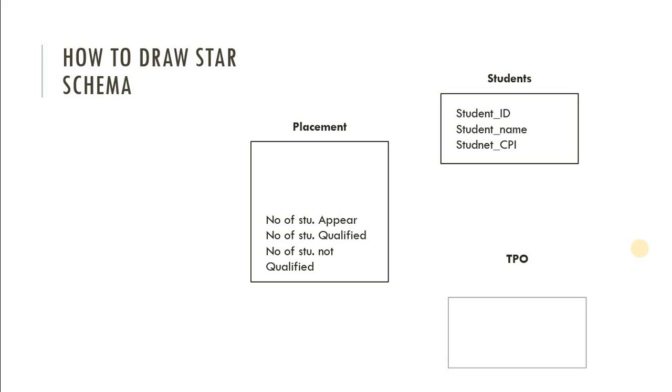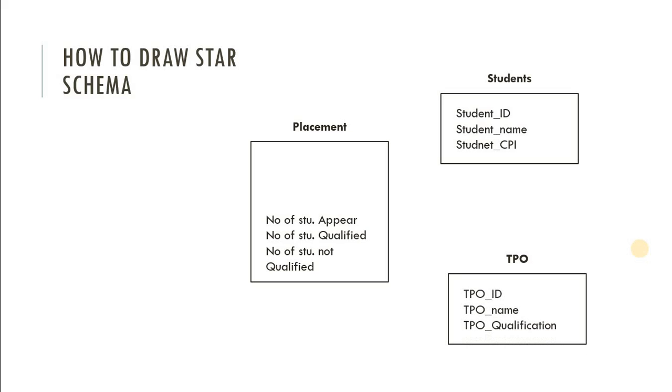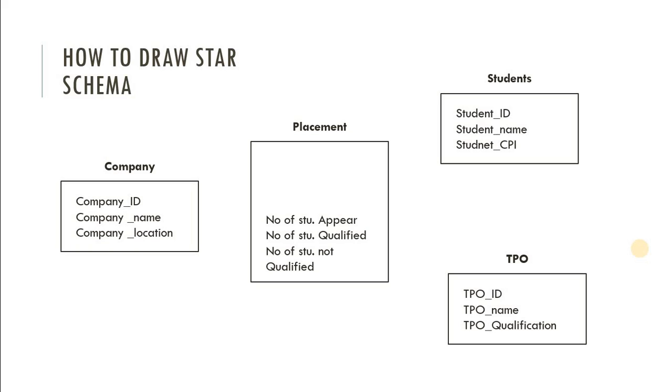So TPO also has their own attributes, which is the TPO ID, TPO name, TPO qualification. Also, the last component is a company, and company also has their own attributes: company ID, company name, and company location. So this is the data of placement. So this is the individual data of schema. That there is one table of placement, another table is student, another table is for TPO, and another table is for company. Okay. So now the placement is related with all the three tables.